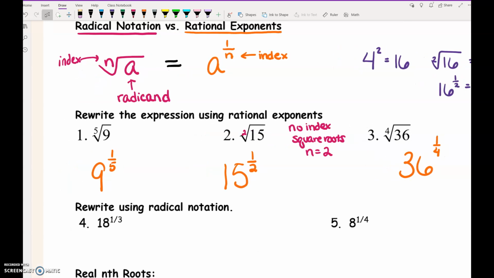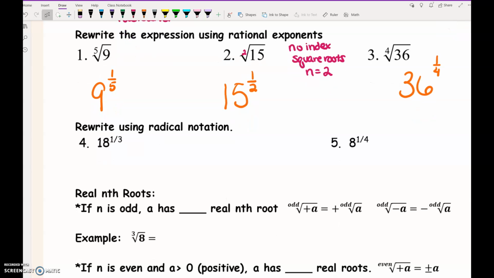Now let's go backwards. Let's start with rational exponents and rewrite them as radicals. So the bottom of the fraction is 3. This would be the third root of 18. Make sure that 3 is tucked into that radical angle, that checkmarky part. And just in case you're curious, this is the third root of 18.